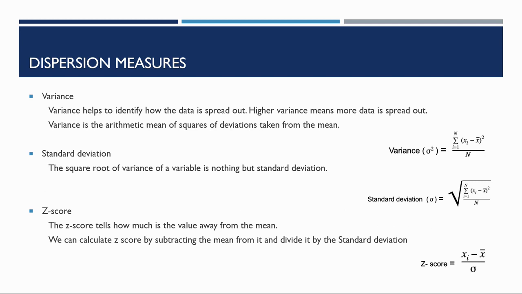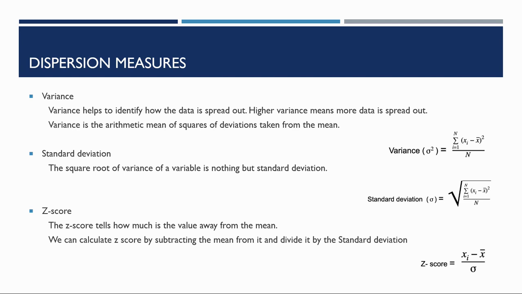And the next comes variance. Variance helps to identify how the data is spread out. If the variance is more, then the data is more spread out. The variance can be calculated using the arithmetic mean. And similarly, the square root of variance is nothing but the standard deviation.